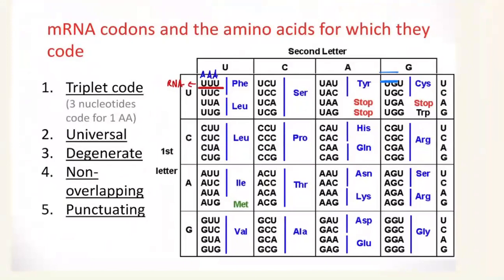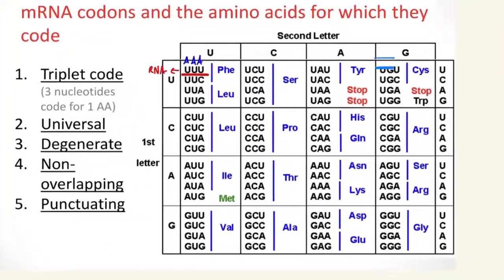In this grid, you can see how many codons. Count them and tell me how many codons there are. In every box, how many are there? 4. Yes? In every box you have 4. Let's count them. 1, 2, 3, 4. And how many boxes do you have in total? Total number of boxes, how many? 1, 2, 3, 4. 4 into 4, 16 boxes. Agreed?